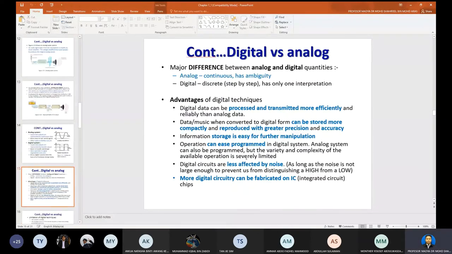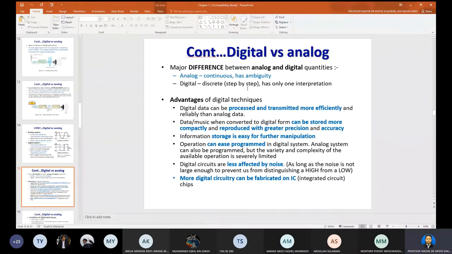Okay, so this is a major difference between analog and digital quantities. You can see this one, similar to what I mentioned to you before. Analog is continuous, with ambiguity. For the digital it is discrete, sometimes we call it step by step, with only one interpretation. And then these are some advantages of the digital technique.